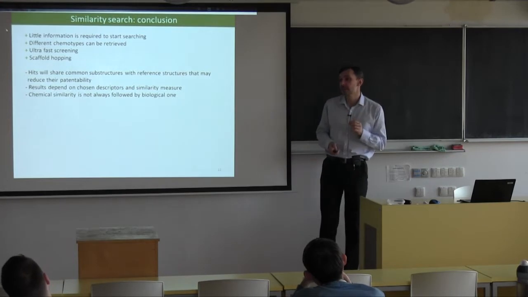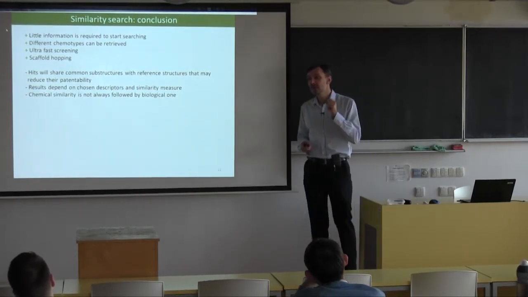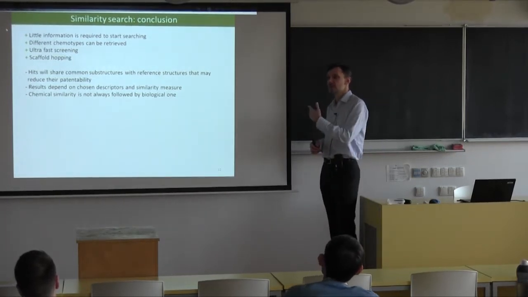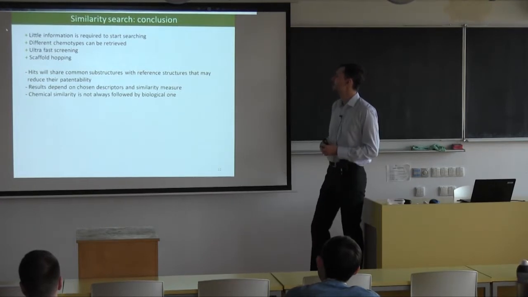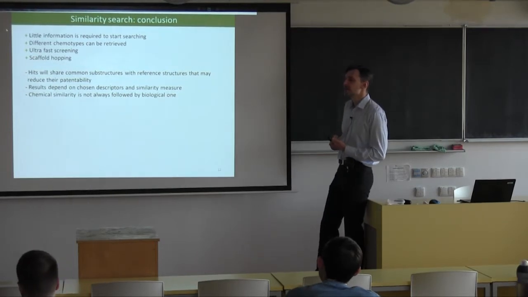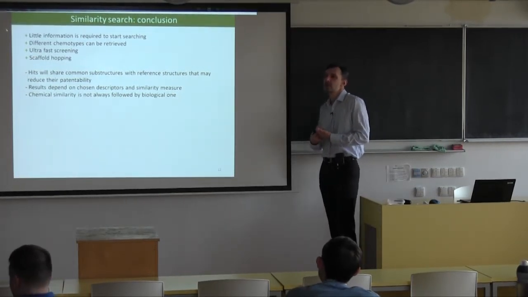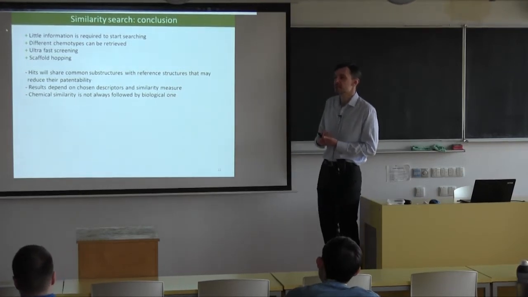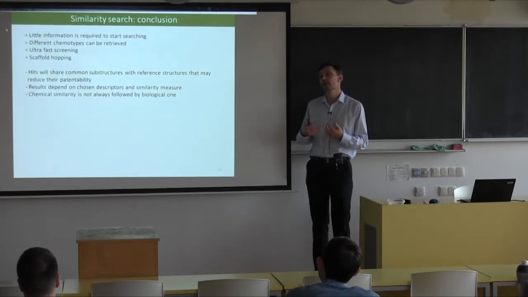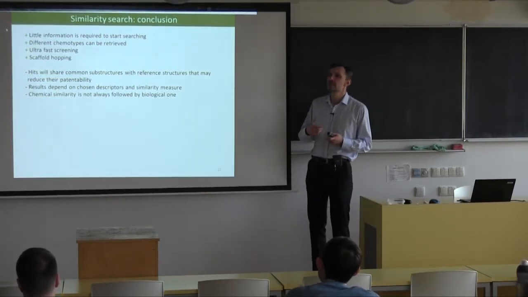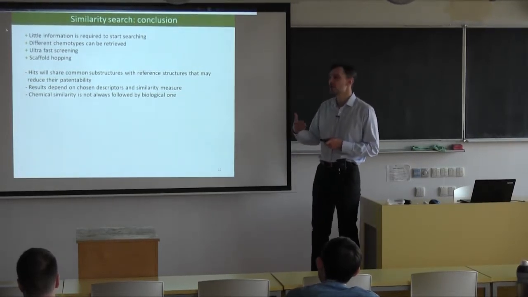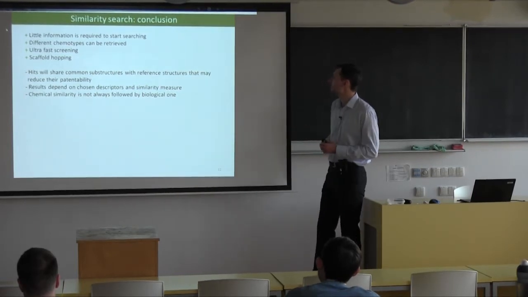So what are the advantages of a similarity search? It needs really a small amount of information. Just one active molecule is enough to start this kind of calculation. Then it can retrieve different chemotypes, and it can be used for scaffold hopping as well. So you can really find some new chemical entities which will be patentable. But at the same time, similarity search is more conservative, I would say, and sometimes it will return compounds too similar to your reference one, and this can lower the patentability of the compound.